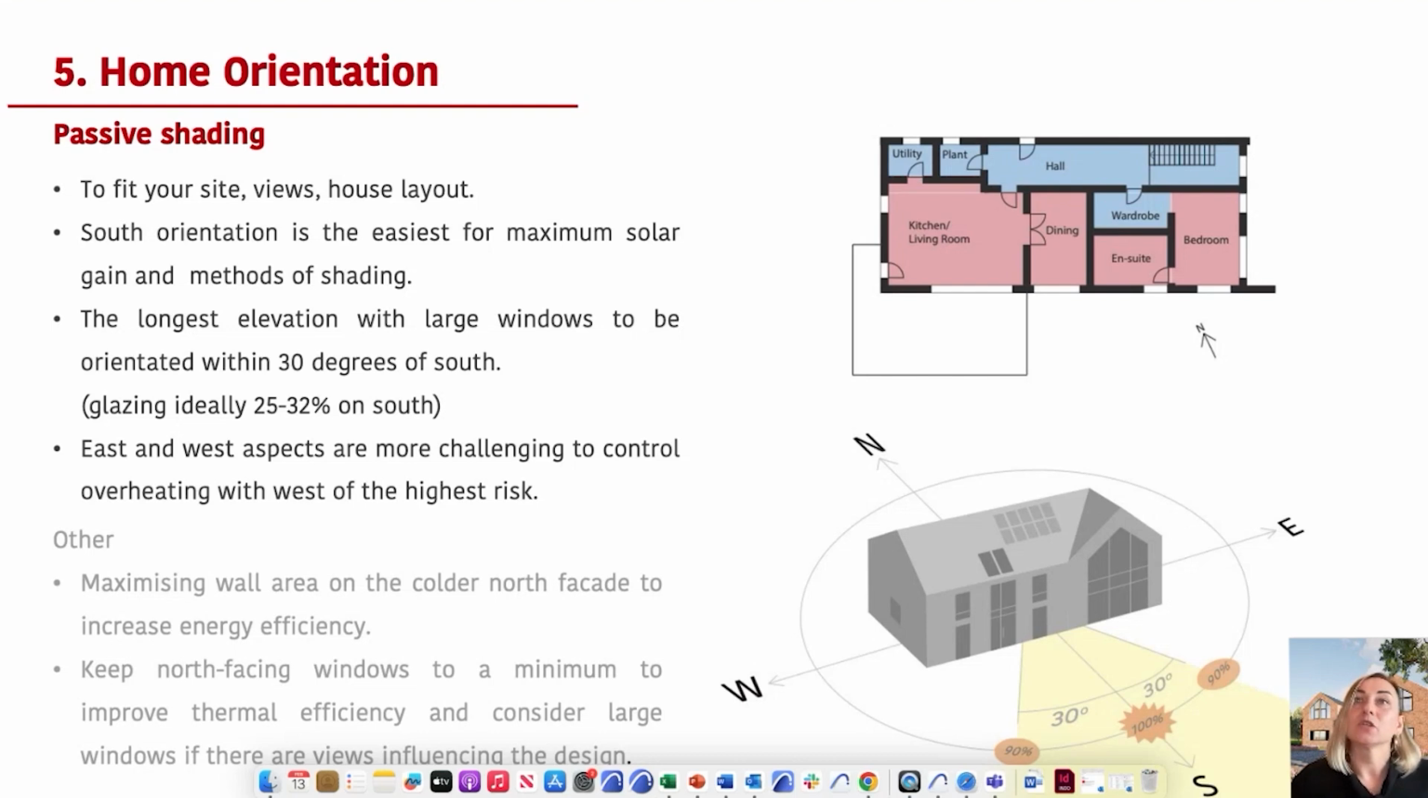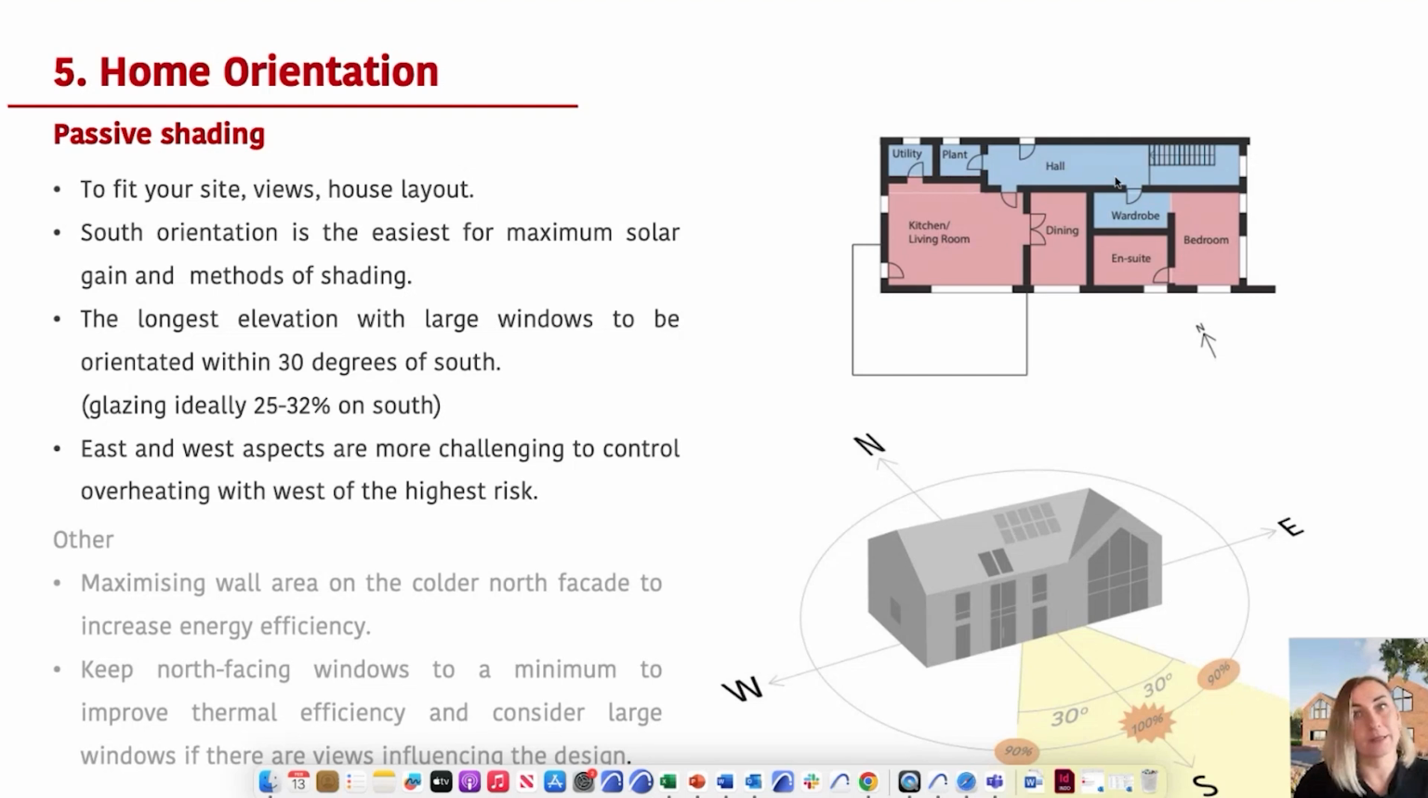Other aspects you can use when we talk about passive shading: you can use the wall thickness to create a deep reveal, so you're placing your window closer to the internal walls, and that helps in controlling the heat coming in. And we also said already that you can incorporate a canopy or roof overhang into the design from the start, before applying for planning permission.